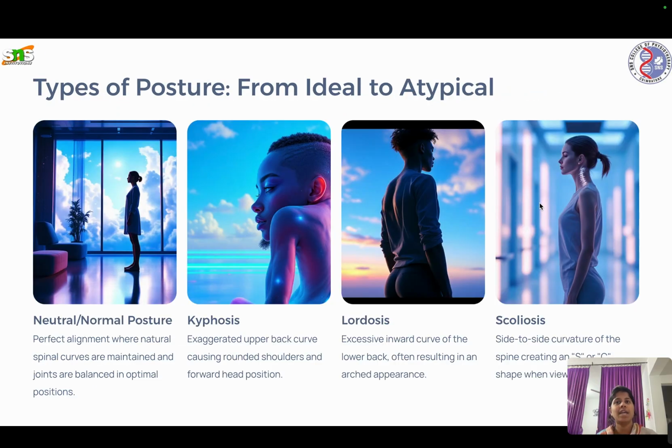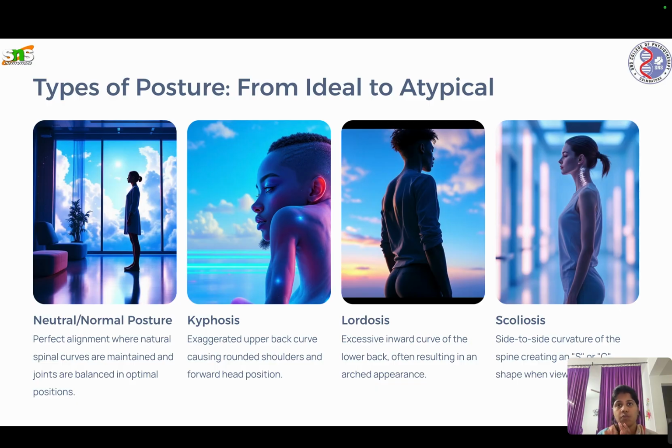What are the types of posture? Now let's look at different types of posture. The first is neutral or ideal posture. This is the correct alignment where the natural curves of the spine are maintained. Then we have abnormal postures such as kyphosis, lordosis, and scoliosis.